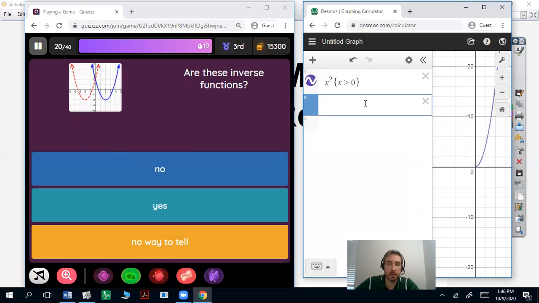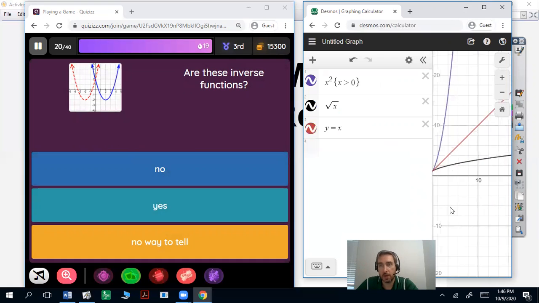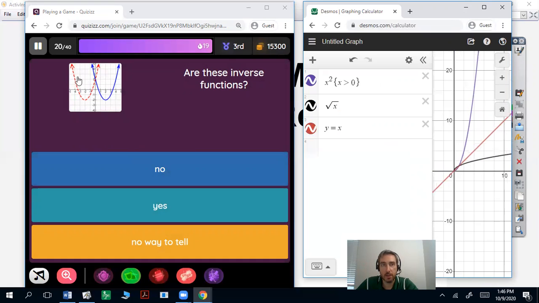And the square root of x. Those are inverse functions because they're reflections over the line y equals x. See, that's not a reflection over the line y equals x. That would have to go there. That's not cutting that in half. So they're not going to be inverse functions. That's just literally the function shifted left.